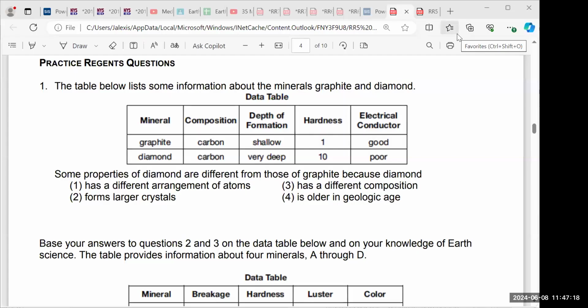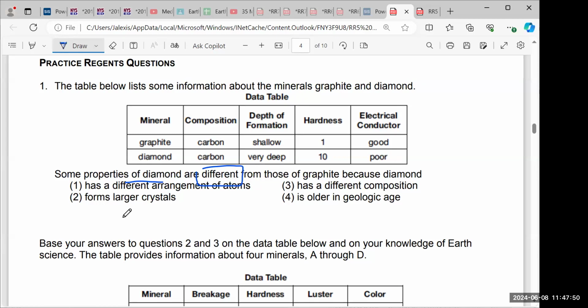All right. So number 1 says the table below lists some information about the minerals graphite and diamond. Some properties of diamond are different from those of graphite because diamond is blank. All right. So when I'm looking, they want to emphasize the properties of diamond that are different. Why are some of these properties of diamond different from graphite, right?